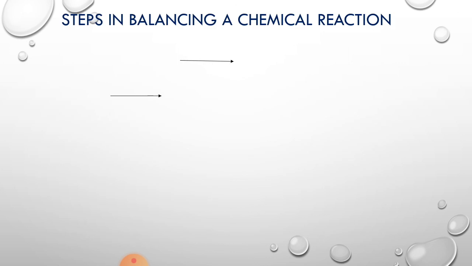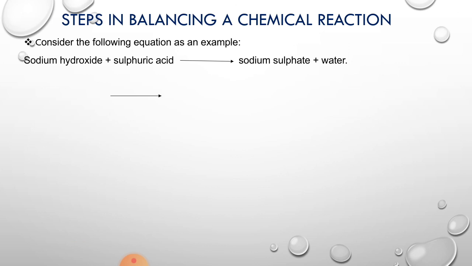So how to balance a chemical reaction? Steps in balancing a chemical reaction. Let us consider the following equation as an example. So what is the equation? Sodium hydroxide plus sulfuric acid will give sodium sulfate plus water.